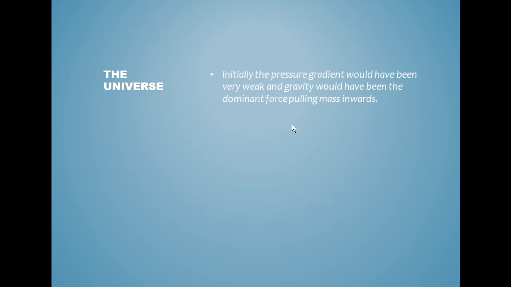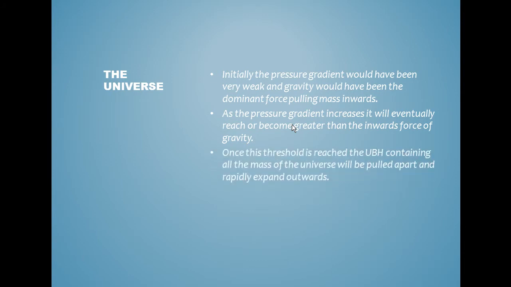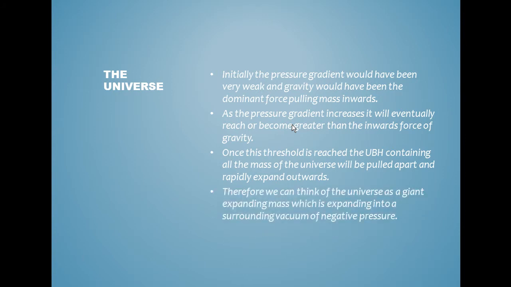How does this relate to the universe? Well, initially the pressure gradient would have been very weak, and gravity would have been the dominant force pulling mass inwards. As the pressure gradient increases, it will eventually reach or become greater than the inwards force of gravity. Once the threshold is reached, the contracting universal black hole containing all the mass of the universe will then be pulled apart rapidly due to the force of the surrounding vacuum being greater than the inward force of gravity. Therefore, we can think of the universe as a giant expanding mass which is expanding into a surrounding vacuum of negative pressure, or a pressure gradient.